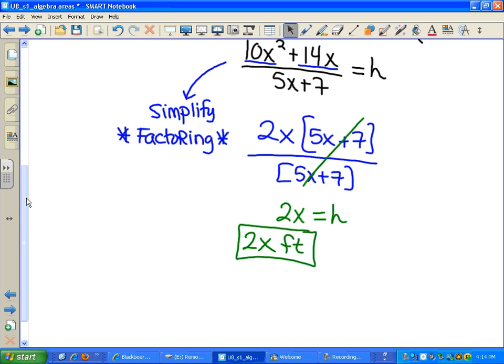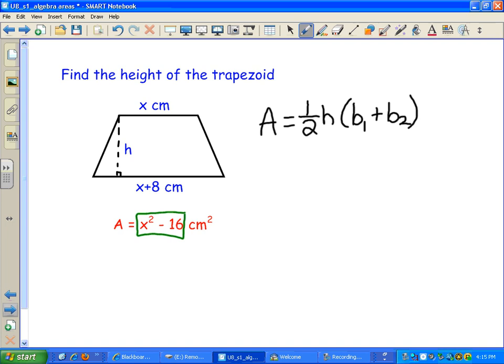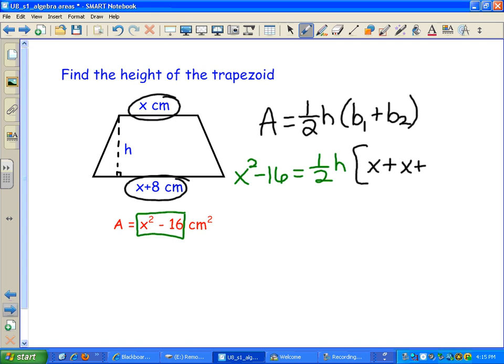So there we go. Let's take a look at another one. This time we're given a trapezoid, and we're going to find the height of the trapezoid. Let's write what our equation for area of a trapezoid is. Area equals 1/2 the height, base 1 plus base 2. Now we'll fill in our variables. I know the area is x squared minus 16 equals 1/2 the height. I don't know what that is, so we're going to use the variable h. Then I'm going to take base 1, which we'll say is x, plus base 2, which is x plus 8.